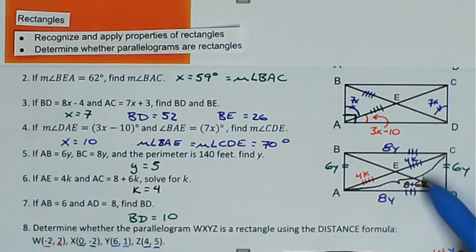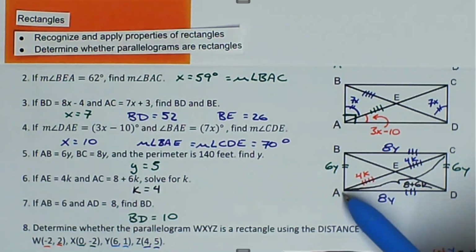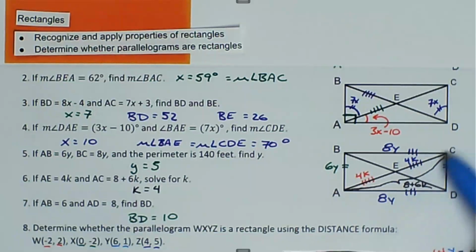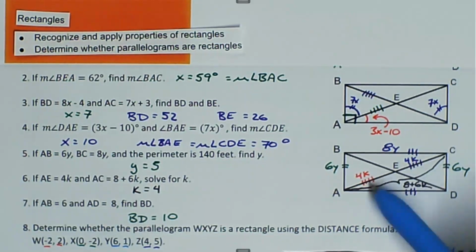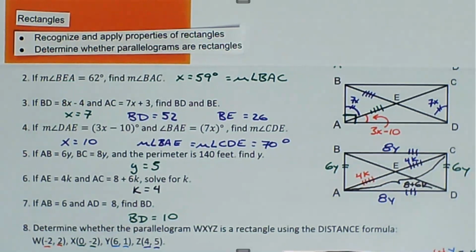What is K? So we have to get equivalent values. So we have AE is 4K, so that means EC also has to be 4K because diagonals are bisected. So we can say 4K plus 4K equals 8 plus 6K.